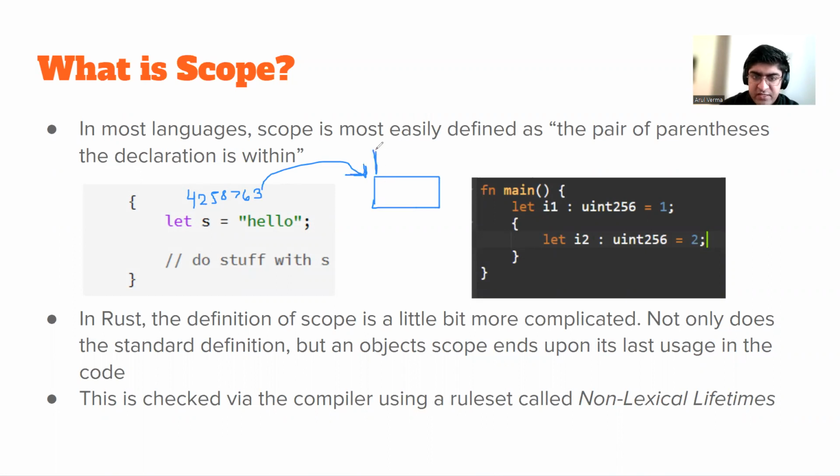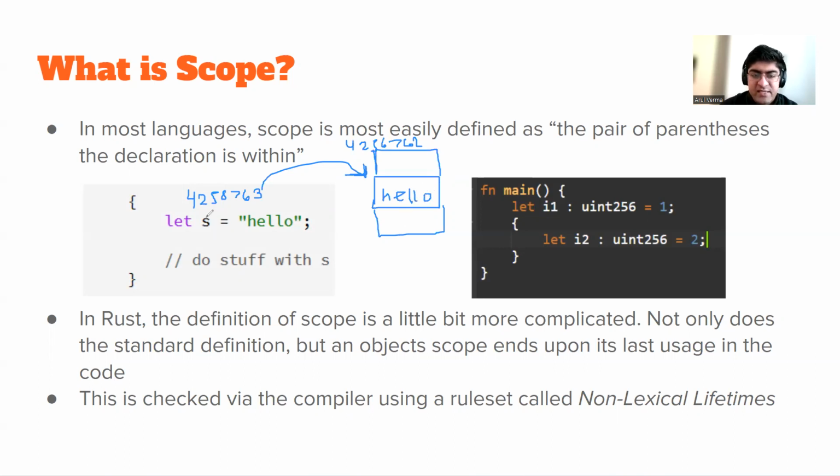Before this, we have 4256762. And after that, you'd have 4256764. And you get the point. I'm not going to write it out. But at this particular box, we have hello.